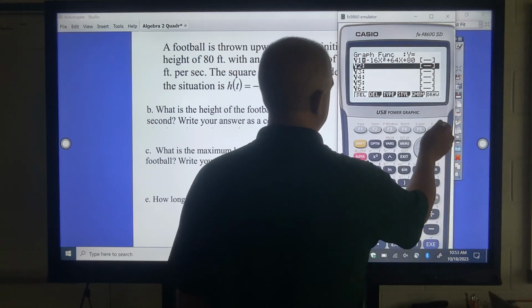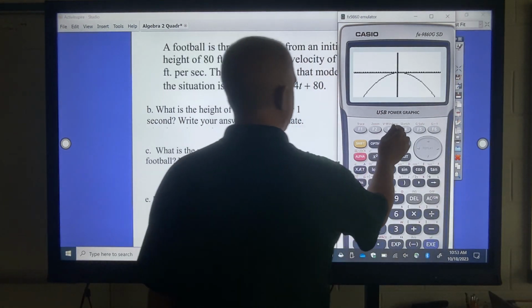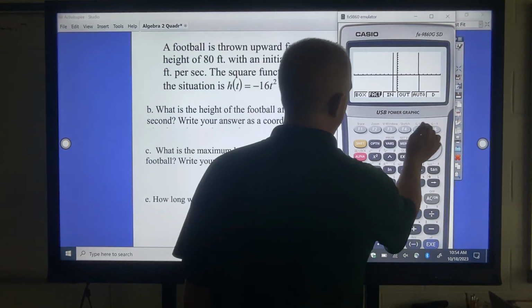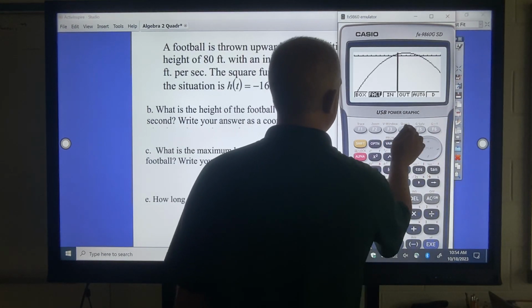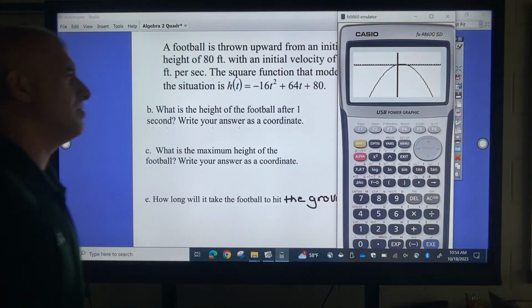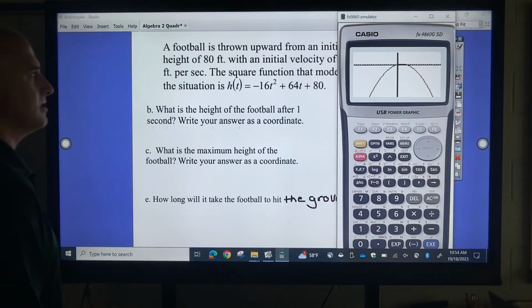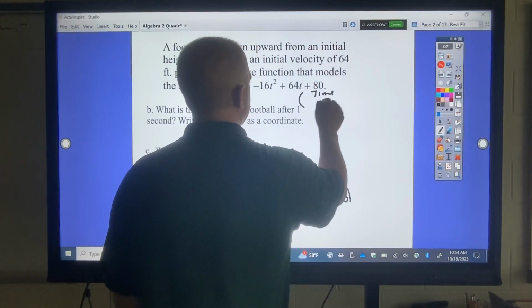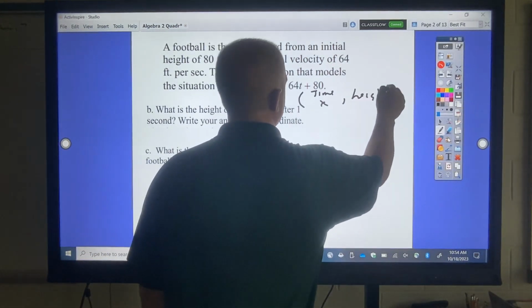Okay, Draw. I'm going to hit F3 twice. Exit Draw. Doesn't look great. Zoom Auto. Now I'm going to zoom out, Execute. Okay, and that probably is all I want to do. Now, once again, time is X, height is Y.